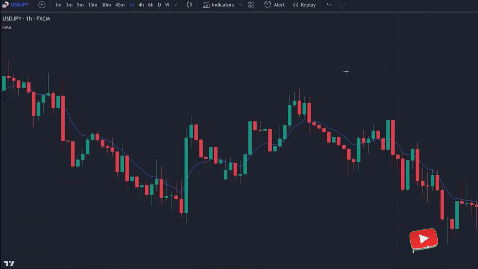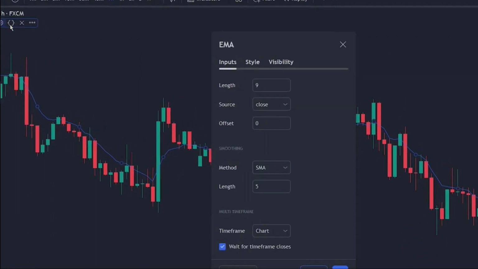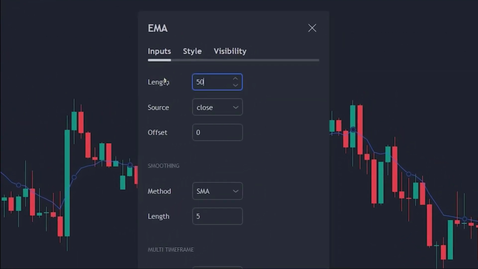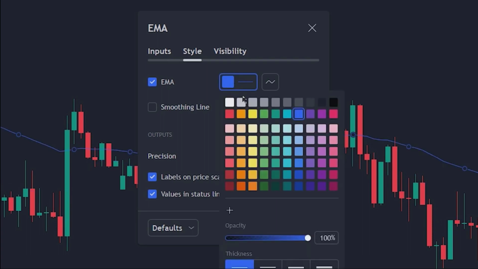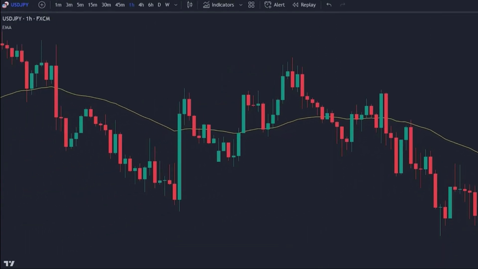Now we will be changing the color and the length of the EMA. We will be changing the length to 50. After that, we will be changing the color to yellow to make it more visible. That was all that we needed to do.